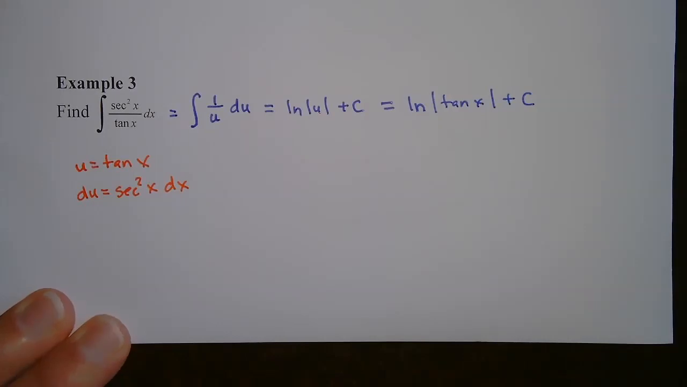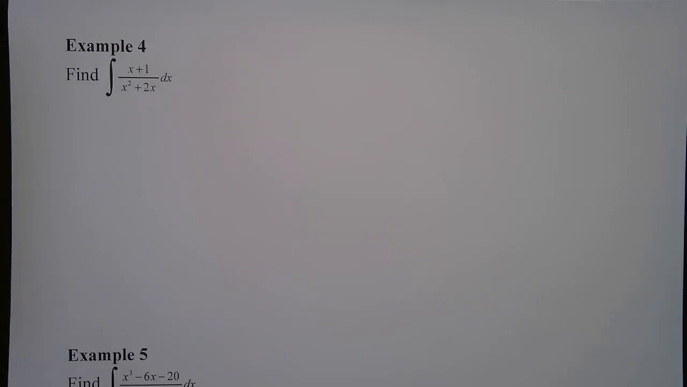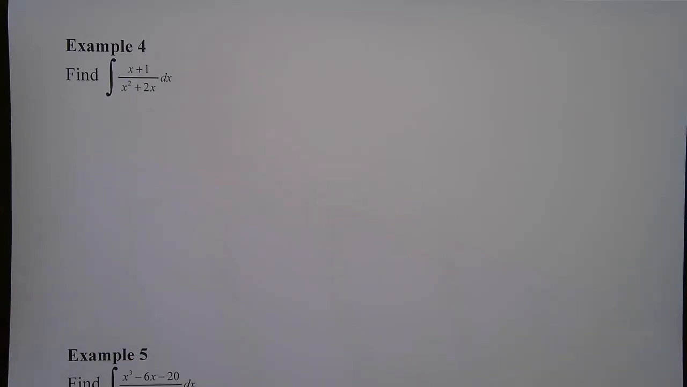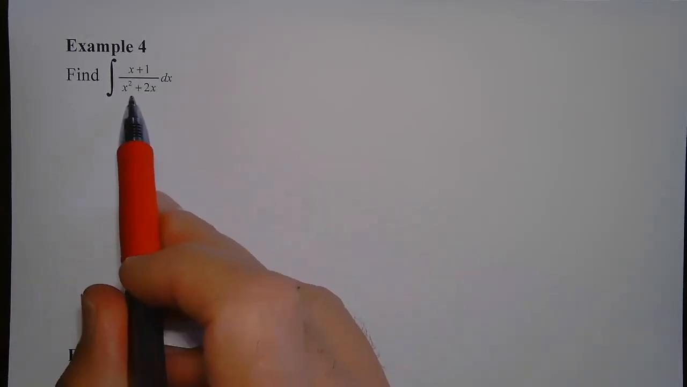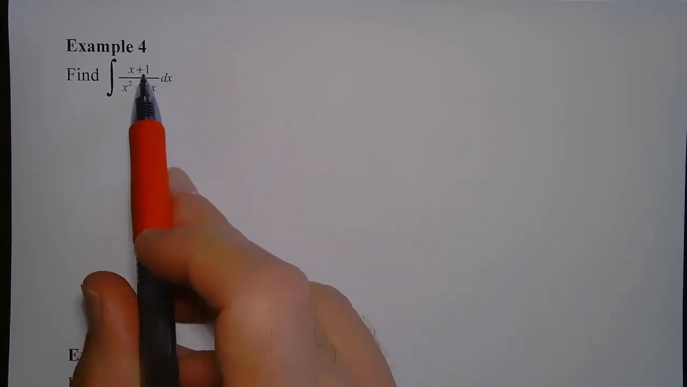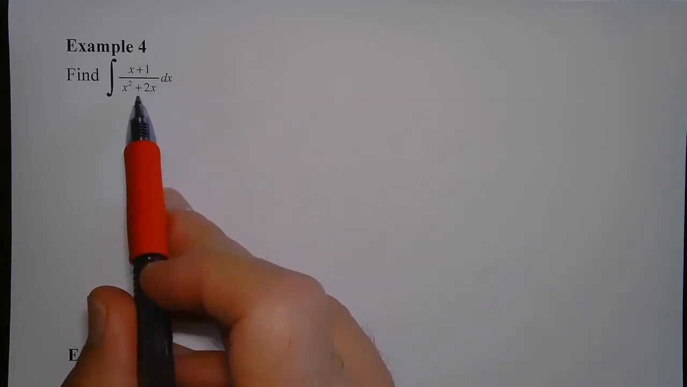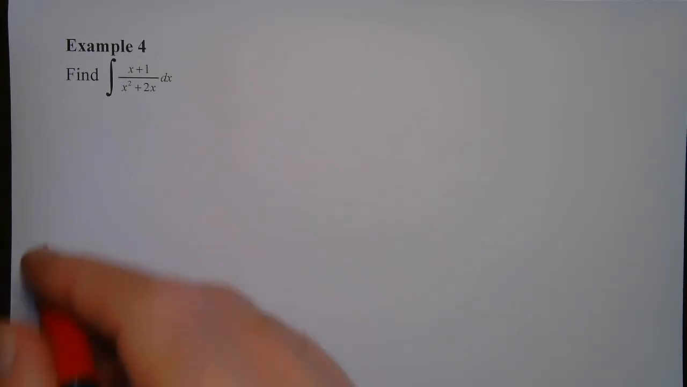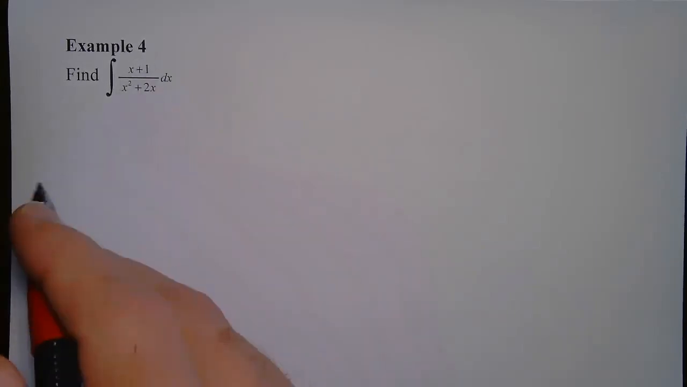All right, let's go to the next example. For example 4, we want to find the integral of x plus 1 over x squared plus 2x dx. What happens if we take the derivative of our denominator? Well, we get 2x plus 2. So we don't get x plus 1, but we get 2x plus 2. Well, 2x plus 2 is just a multiple of x plus 1. And that's what we have to recognize on this one. We're going to have to fix it a little bit.